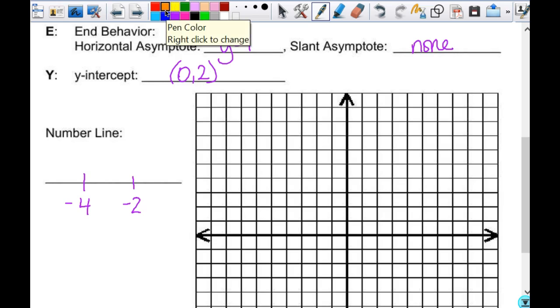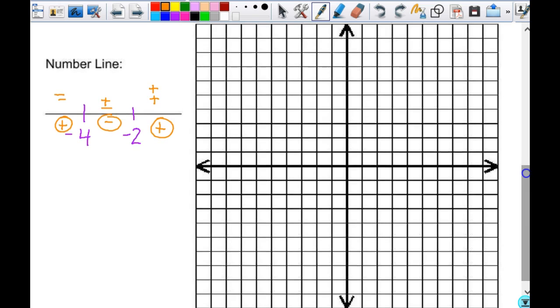Okay, so if I plug in a -5, that's going to give me negative over negative, which is positive. If I plug in a -3, that's going to give me positive over negative, which is negative. And if I plug in like a 0, it's going to give me positive over positive, which is positive. Okay, so that gives me an idea of what's going on. That will help me with the graphing process over here.